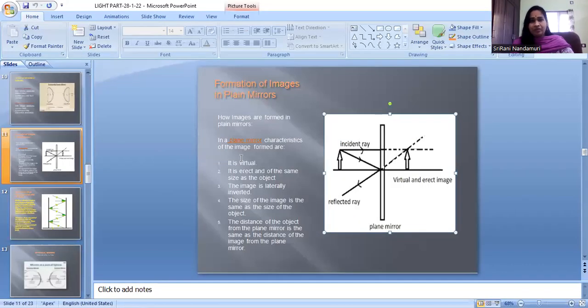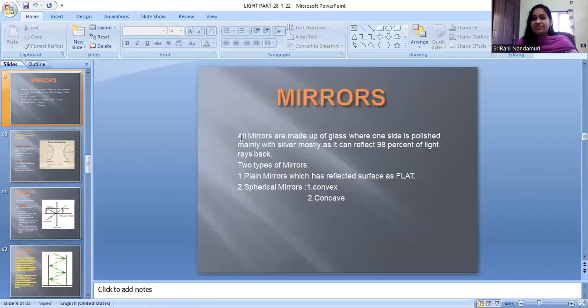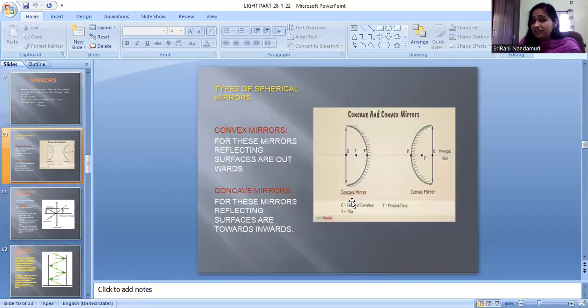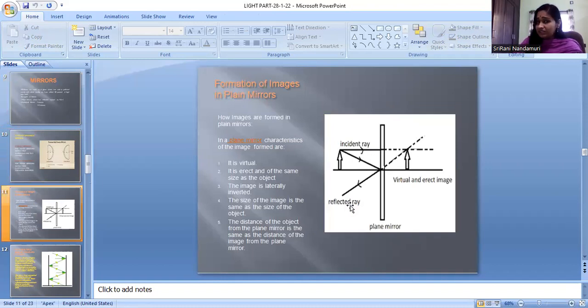Okay. In the previous class, we have discussed the mirrors, right? In that, we have seen what are mirrors, what are plane mirrors, and what are spherical mirrors, and how spherical mirrors are again divided into convex and concave mirrors, and how these concave mirrors and convex mirrors appear according to their reflecting surfaces. Now you have to learn formation of images in a plane mirror.